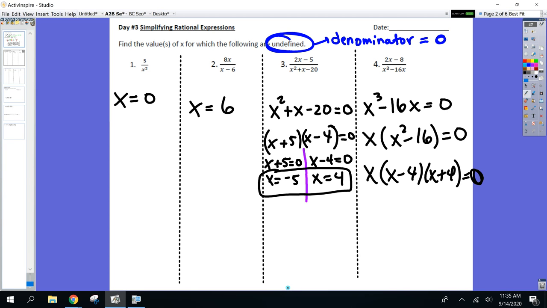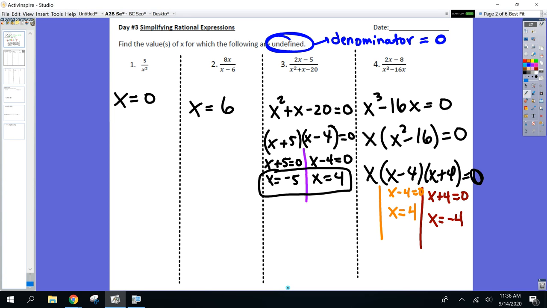Some of you may see 2 answers, but you're wondering how you're going to get a third answer. Ready? The first thing I'm going to do is take x plus 4, set it equal to 0, and I get x equals negative 4 as one of my answers. Next up, x minus 4 equals 0, so you get x equals 4.